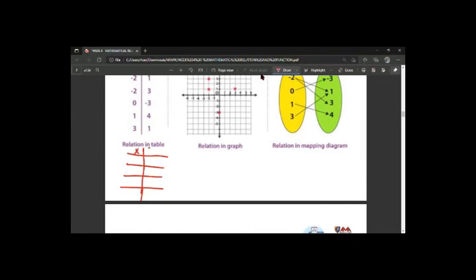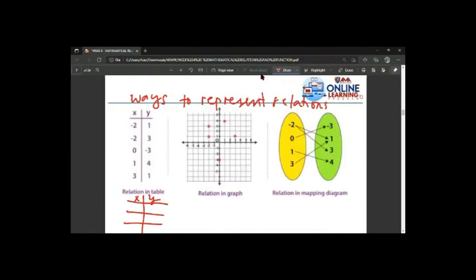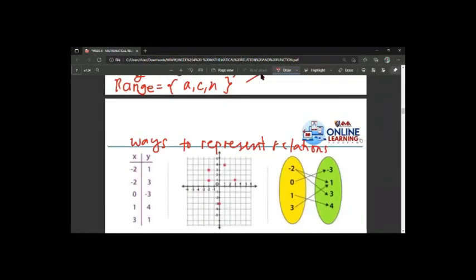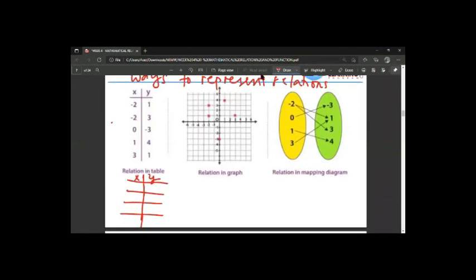So, X and Y. So, that is 1, C; 2, N; 5, A; then 7, N. So, kumbaga, yung X dito, guys, is the domain. This one is the range. Okay, so X comma Y. Okay, so this is a collection of ordered pairs in a table.